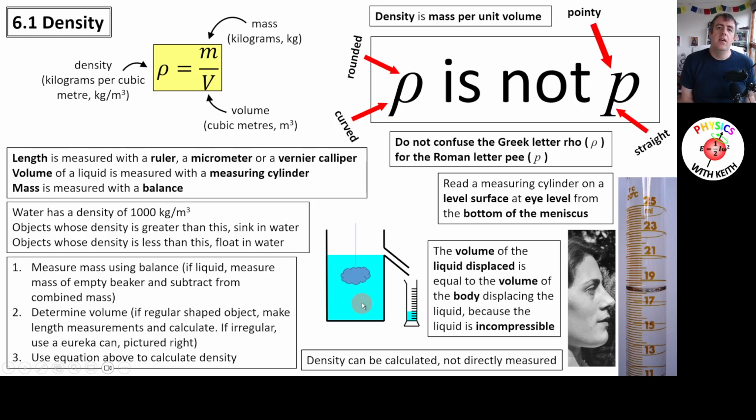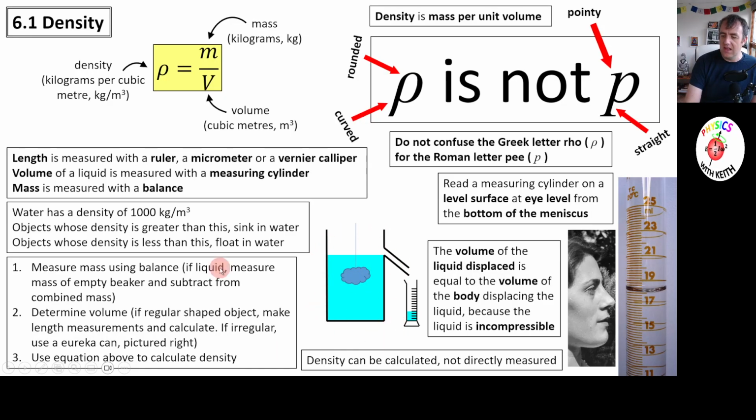The Eureka can is named after Archimedes' expression of joy when he found what he was looking for. So I'm not going to go into that story, or the legend, the apocryphal story. But there we go. So this is sometimes called a Eureka can, sometimes called a displacement can.